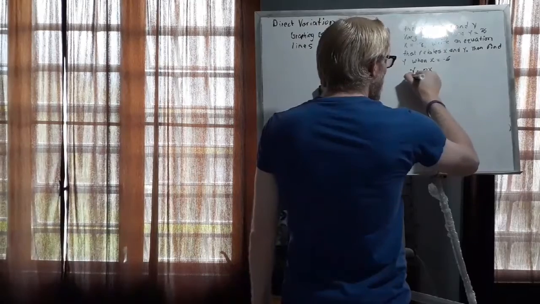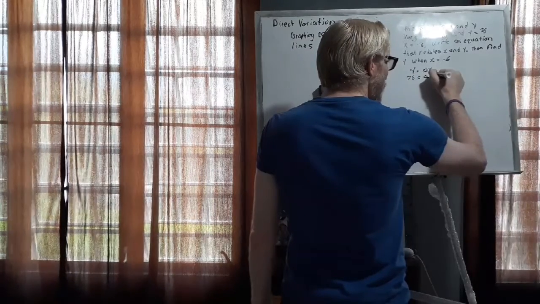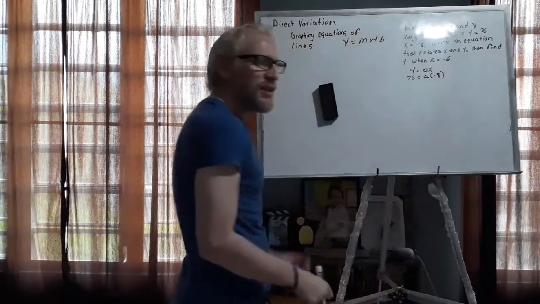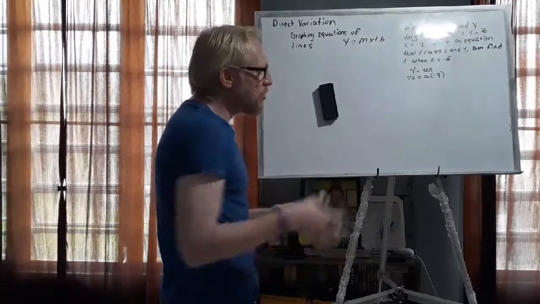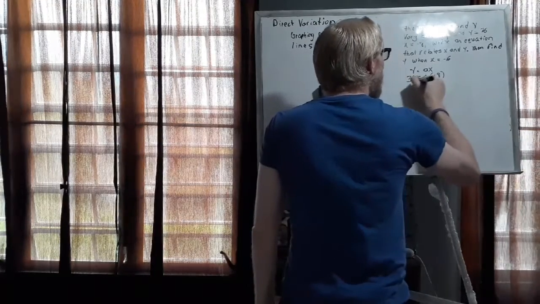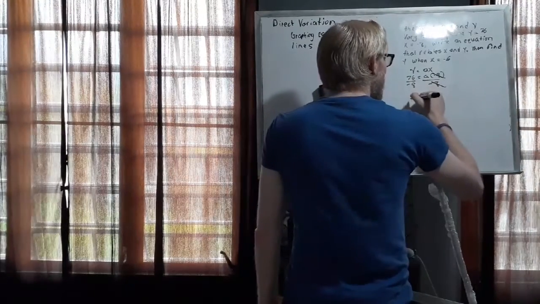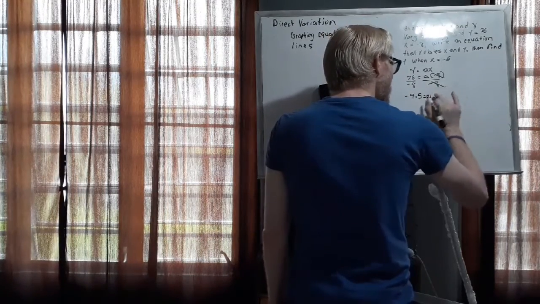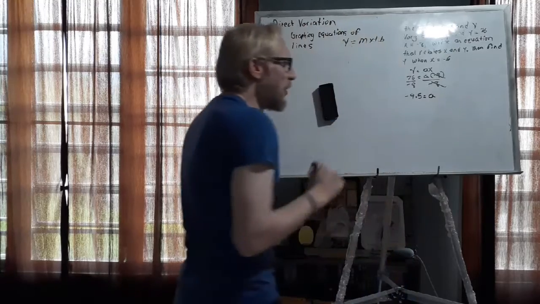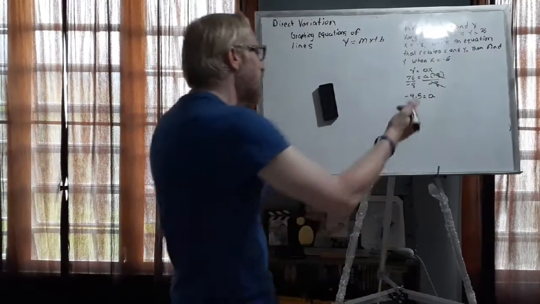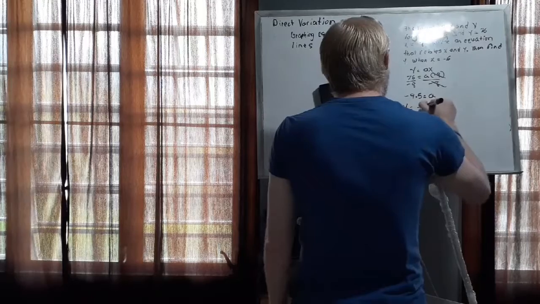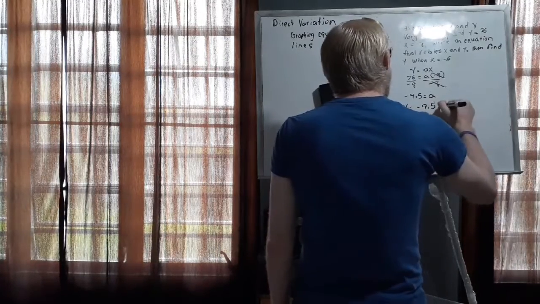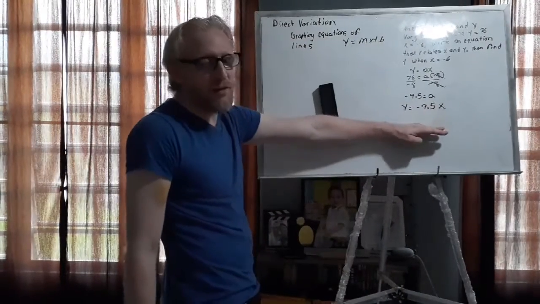The way I do that is by plugging in the values that were given to me. So y is going to be 76, a is what I'm looking for, and x is negative 8. So I have 76 equals a times negative 8. What I'm going to do is divide by negative 8. This is going to cancel out. And 76 divided by 8 is 9.5, so a equals negative 9.5. I have my constant of variation. Now the formula would be y equals negative 9.5x.